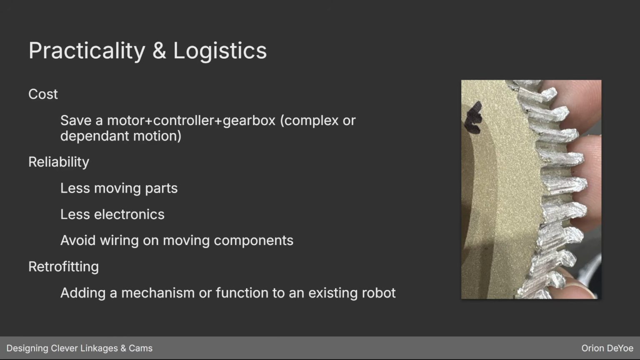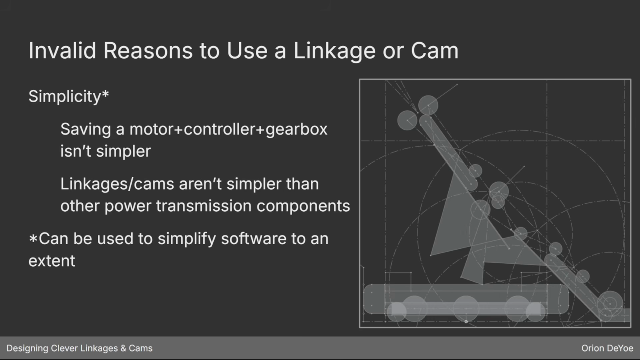You won't have as many electronics, or you won't be putting electronics on the things that are moving, because you're able to move power off of those mechanisms, and that can improve your reliability overall. And in addition, when you're talking about adding mechanisms or functions to a robot that already exists, linkages and cams can make that possible through a variety of different things.